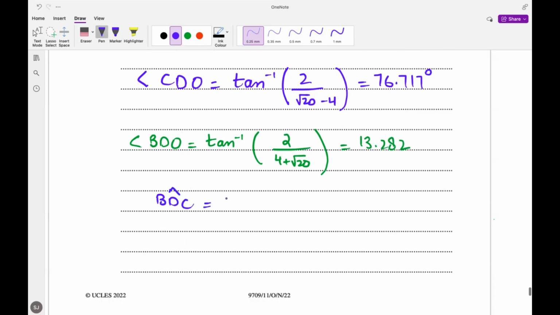And then the angle which we had to find, BDC, is an angle in between. So BDC will be 76.717 minus 13.282, which will be equal to 63.435. So the angle BDC will be equal to 63.435. As we have to give our answer for angles to one decimal place, the final answer will be 63.4 degrees.